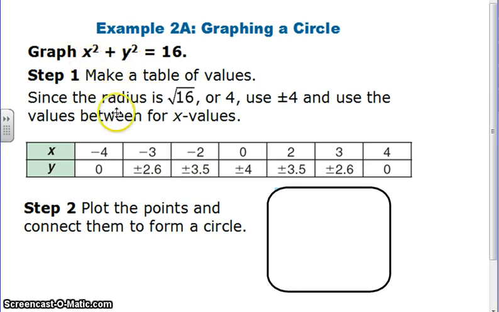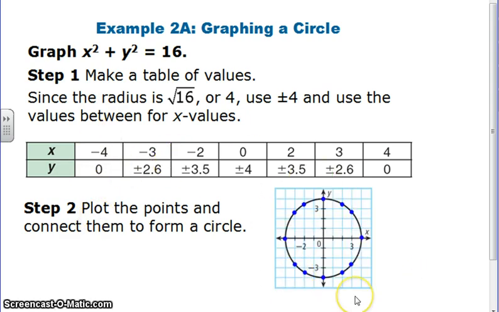That would be interesting. Anyway, so we have some ordered pairs. We can plot them and connect them to make a circle. And there you go, right? Notice that when x is 0, y is 4, 4 squared is 16, right? Notice that when y is 0, x is 4. Those are really key points to me.